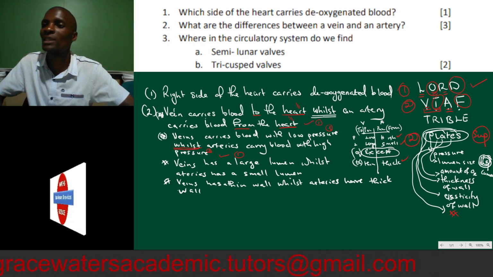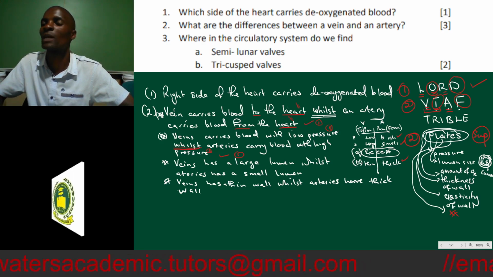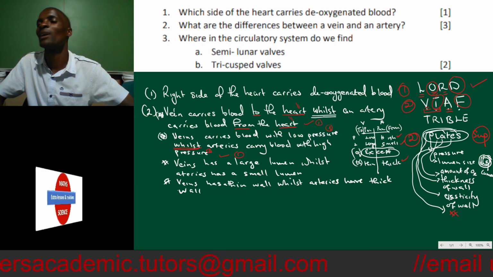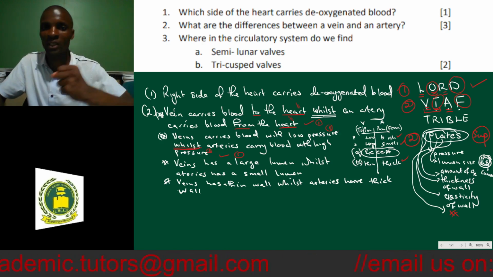If you think that they say veins carry blood to the heart and then you have one mark, and then whilst arteries carry blood from the heart and then you think it's another mark, you are lost. So make sure that you put sufficient information there so that you can get all your marks.